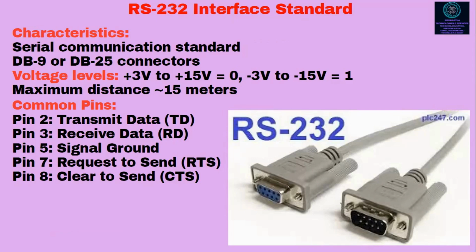The maximum distance is 15 meters, whereas common pins are pin number 2, 3, 5, 7, and 8. So 2 is transmit data, 3 is receive data, and 5 is signal ground, that is common for transmitter and receiver. And 7 is request to send, that is RTS, and pin number 8 is clear to send, CTS, right? So it's a cable, socket, and pin system.